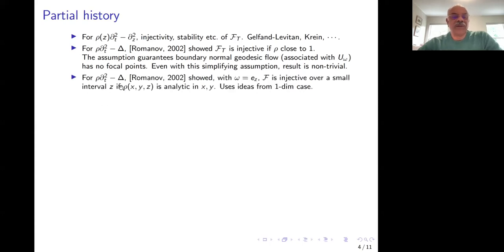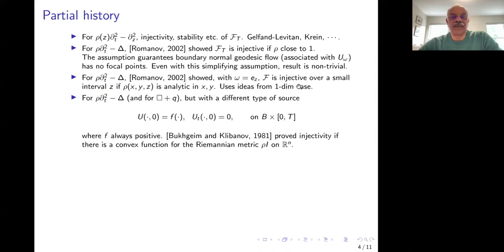There is a similar result for the rho problem, where he does not assume rho is close to 1, but assumes that, if you think of variables x, y, z, and your incoming wave is in the z direction, then rho has some sort of analyticity in x, y, meaning there is a power series expansion in x and y. Then you can try to use ideas from the one-dimensional case. It's still very difficult, and there are some results for that case.